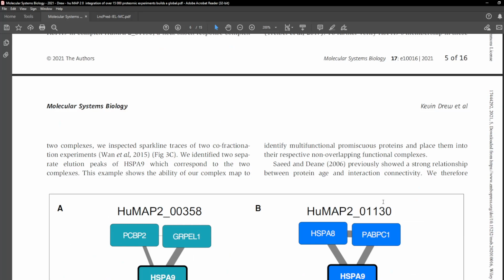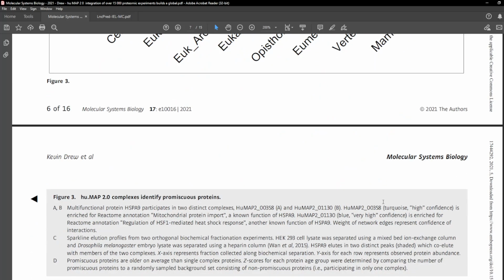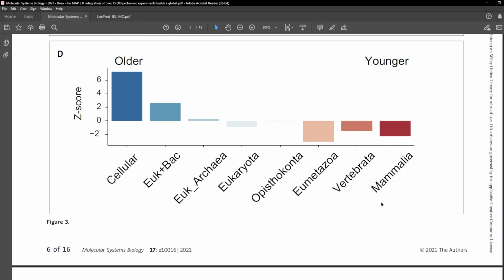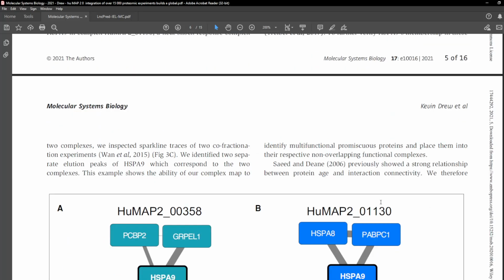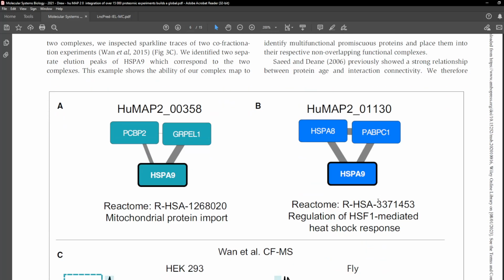Figure 3a and b shows an example of a promiscuous protein, HSPA9, participating in 2 unrelated protein complexes. HSPA9 is a multilocational, mitochondria and nucleus, and multifunctional protein, playing a role in mitochondrial import and stress response, Wadhwa et al., 2002.